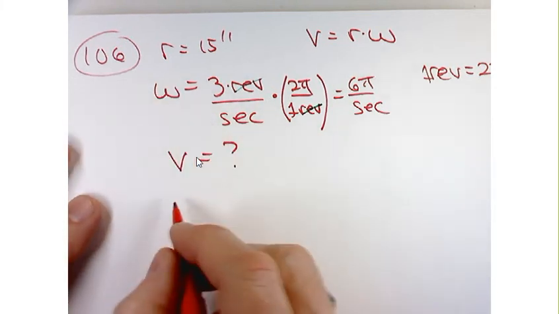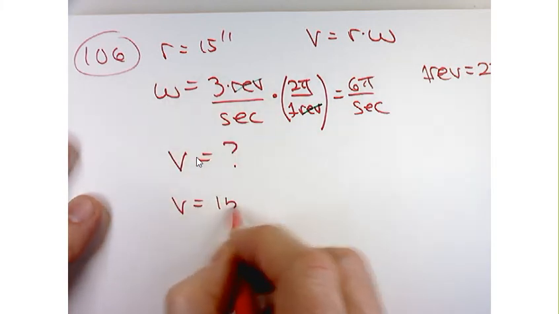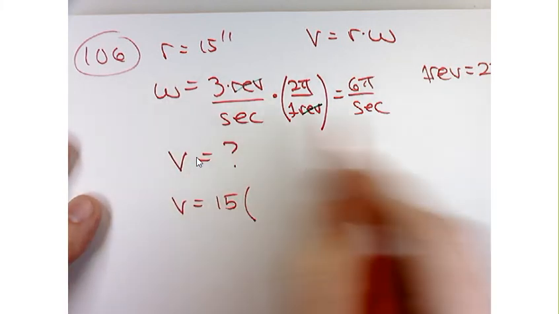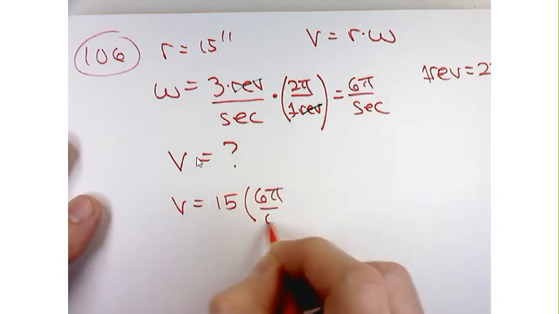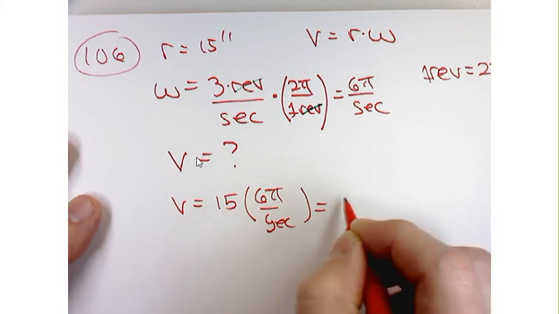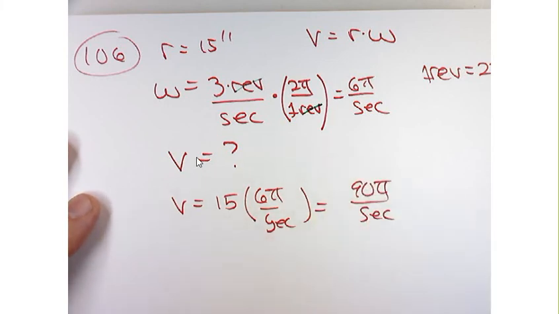In any case, now we're in good shape. Let's see. So plugging that in, that's going to be 15 times 6 pi per second, which is going to be 90 pi per second. I don't think that that's what they want here.